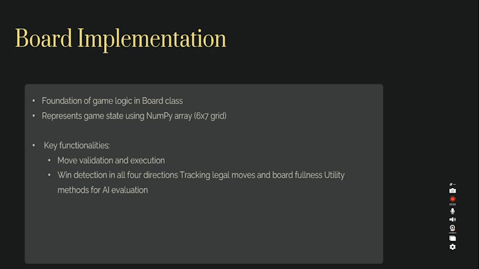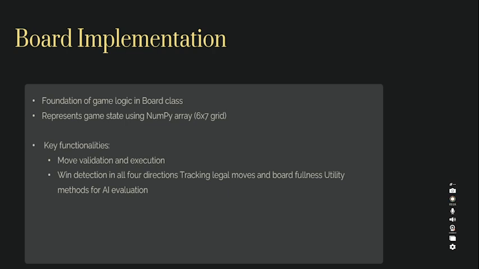Coming to the board implementation part, the board class is the main logic of the game. It uses a 6 by 7 numpy array to represent the grid, which is efficient. First it checks for valid moves, and it also detects wins in all directions. It checks for legal moves, and this class is used by all the AIs in common.